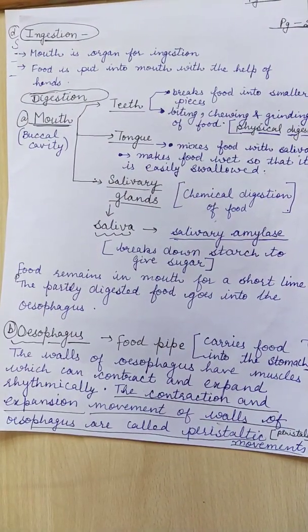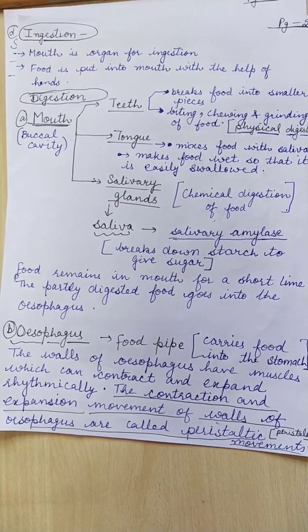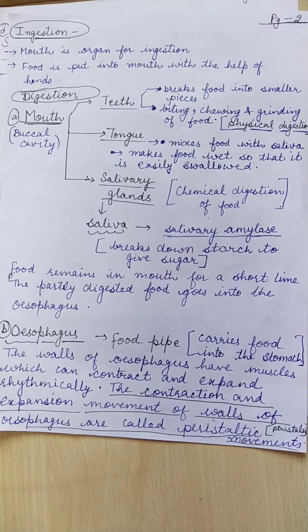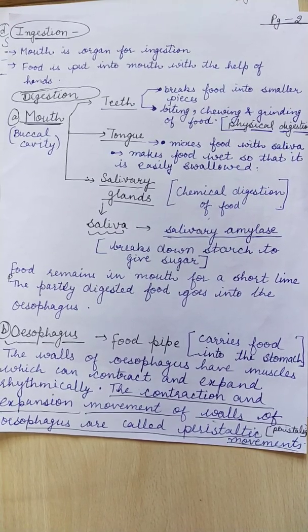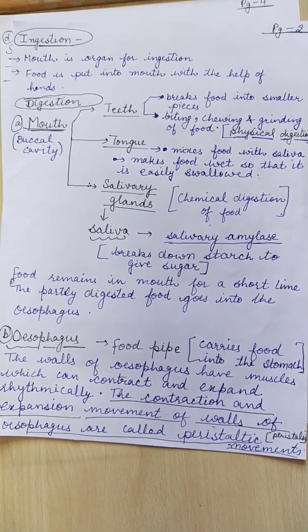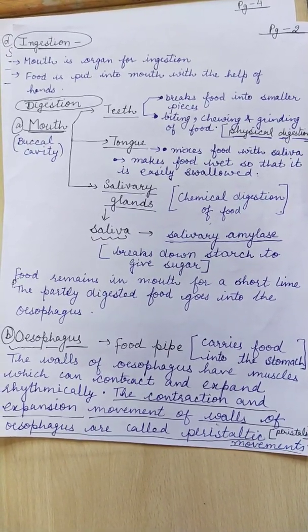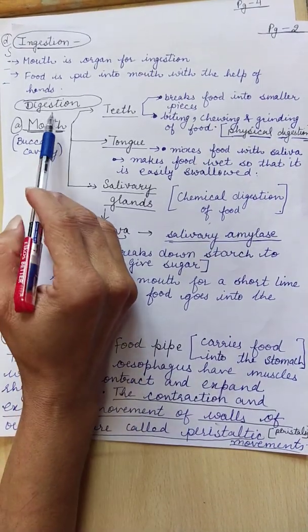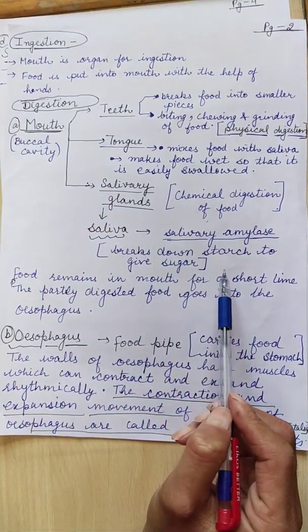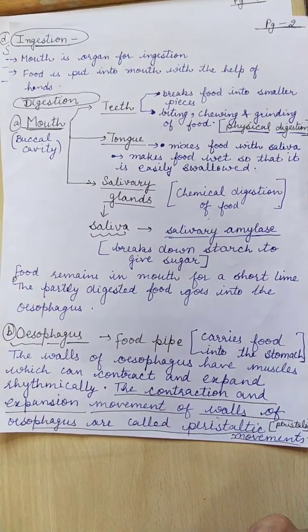Then comes the second step, that is digestion. Digestion in human beings means the breakdown of complex food substances into simpler substances. I told you earlier also, the food which we eat contains carbohydrates, proteins, fats. All these are complex substances which cannot be absorbed in the blood as such. So they have to be broken down into simpler substances. The process of digestion begins in the mouth, but since the food remains in the mouth for a very short period of time, it gets completed in the small intestine.